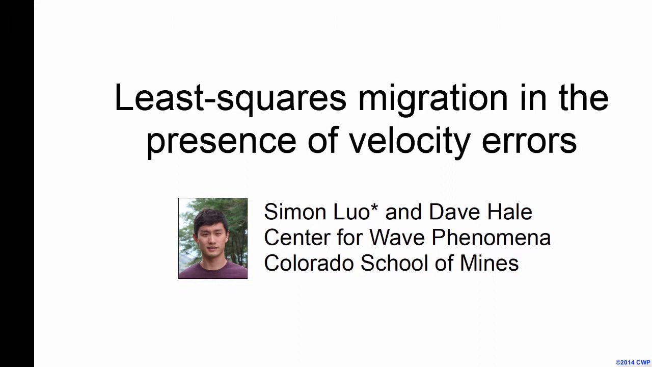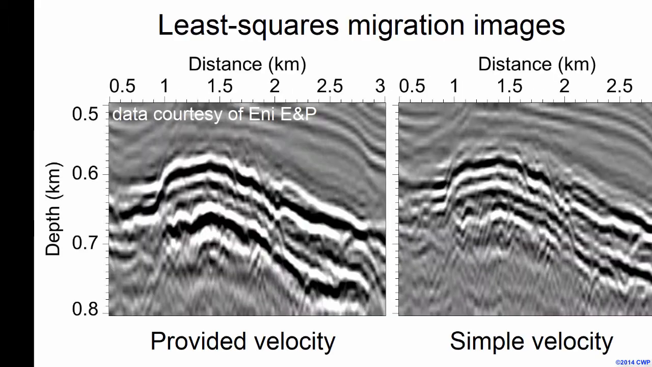and incoherent. The subject of my presentation today will be least squares migration in the presence of velocity errors, and what we'll propose is a method that allows us to use an incorrect velocity to compute images with features that are similar to those computed for the correct velocity. So let me start with an example to show you exactly what I mean.